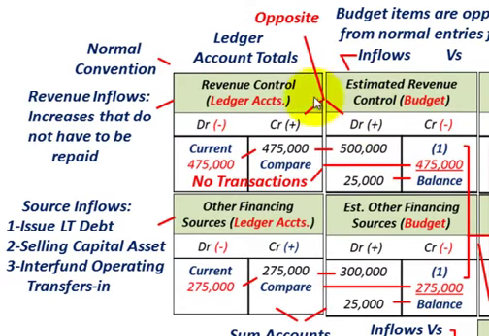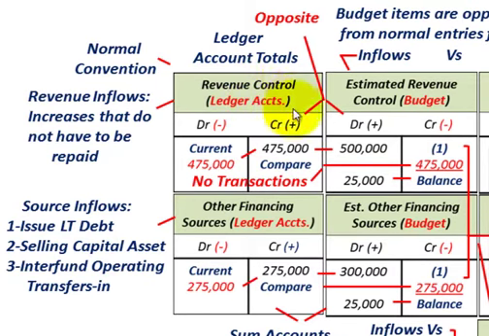For our budget, let's look at our estimated revenue control. That's really the revenue that we would be receiving by this governmental body. And we have to compare it to the revenue control in our ledger accounts. This is all the revenues that are going to be coming into this governmental body.